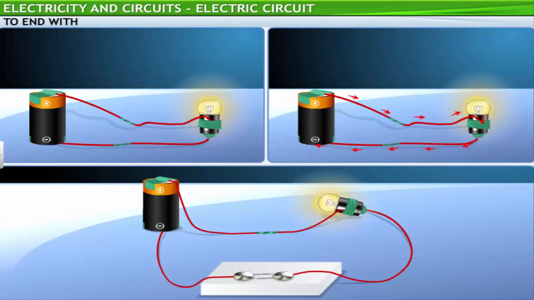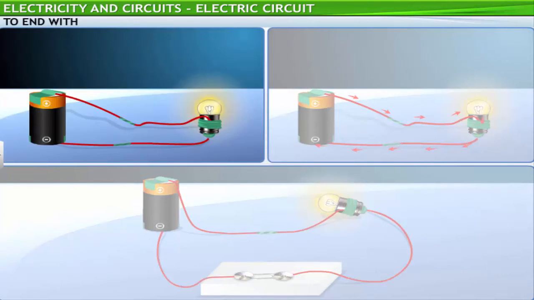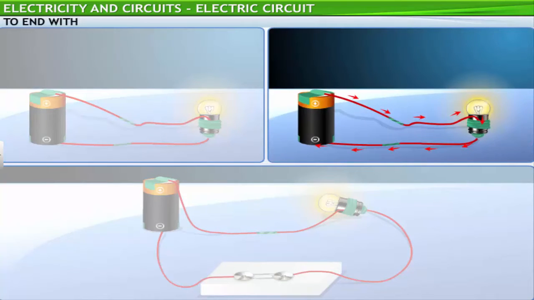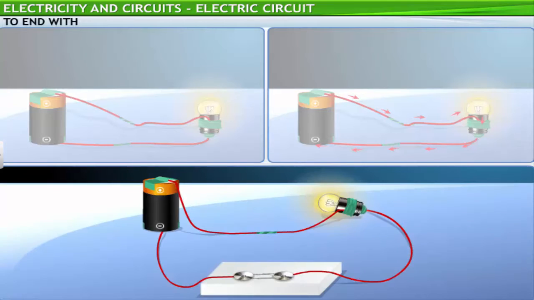This brings us to the end of this lesson on electric circuits. In this lesson, you learn to connect an electric cell to a bulb, explain how an electric circuit works, and make a switch for an electric circuit.